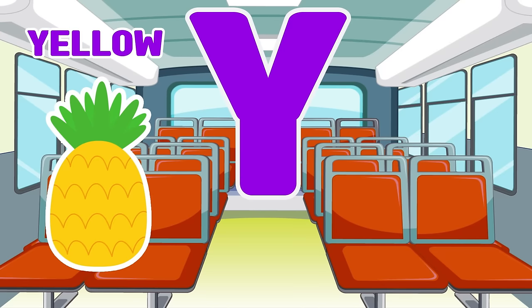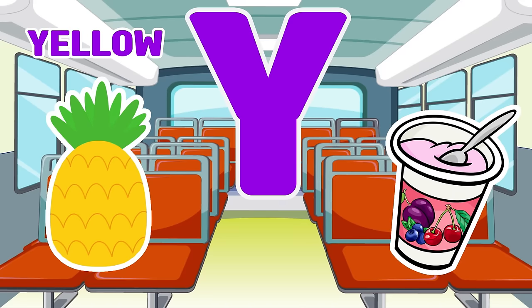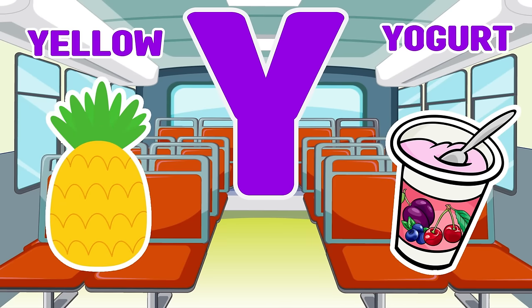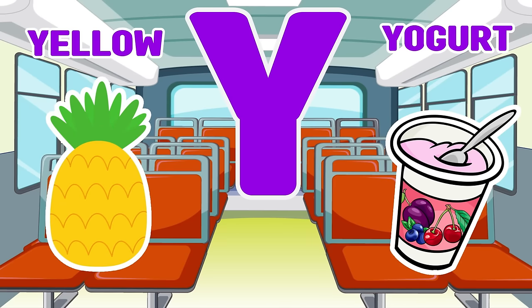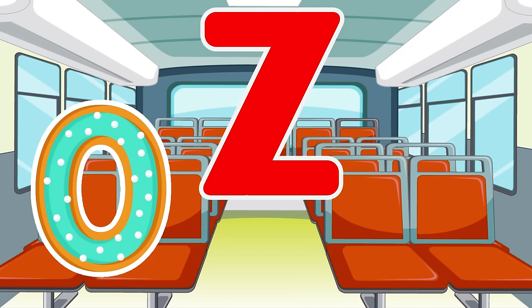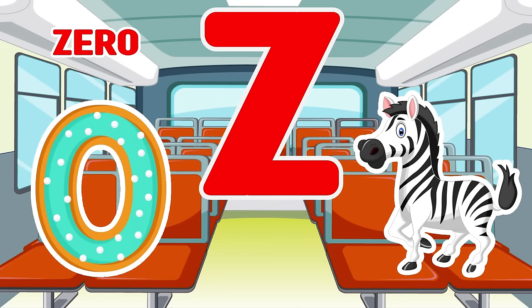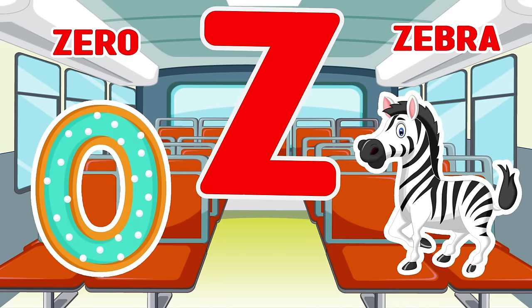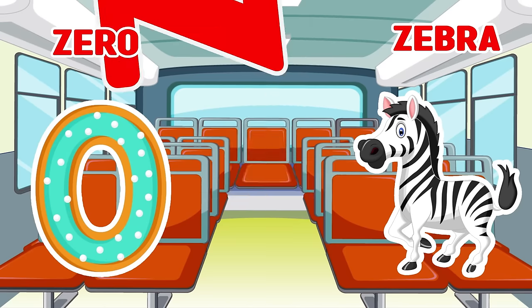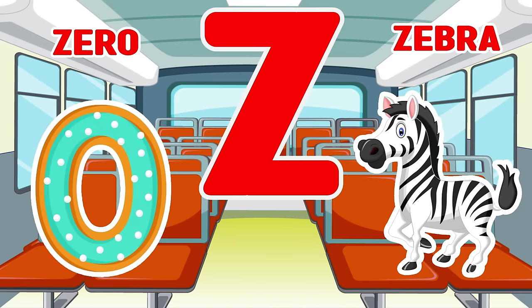Y is for yellow, yellow. Y is for yogurt, yogurt. Y is for yellow. Y is for yogurt. Z is for zero, zero. Z is for zebra, zebra. Z is for zero. Z is for zebra.